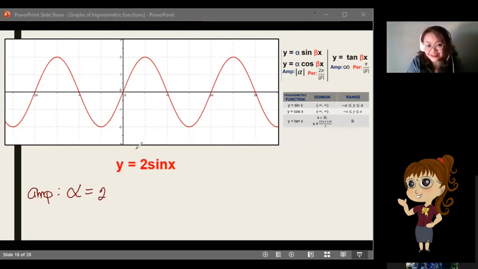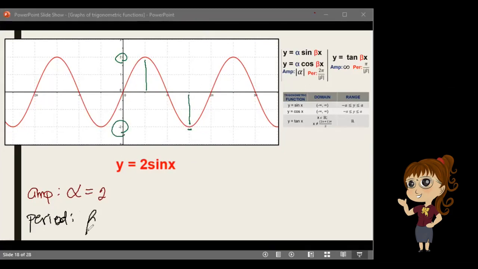And then if we will check on the graph, tignan po natin ang height ng graph natin. So it is at 2. If we will check on the depth of the graph, it is also at 2. Okay? So, tama po ang nakuha nating amplitude. Next is for the period. This was the question a while ago.